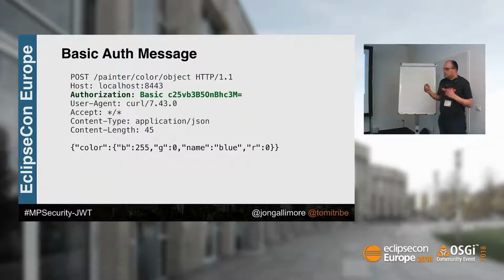If you're familiar with basic authentication, this is what a message looks like. We have the authorization header in the middle here with the basic scheme, and then we have this super secure thing here, which is where we're encrypting the username and password. I'm joking, of course. This is just base64 encoded. So if you're able to intercept this, you effectively are able to decode the user's username and password.